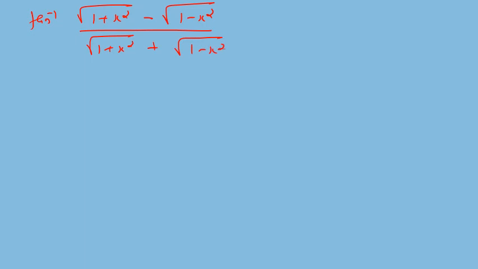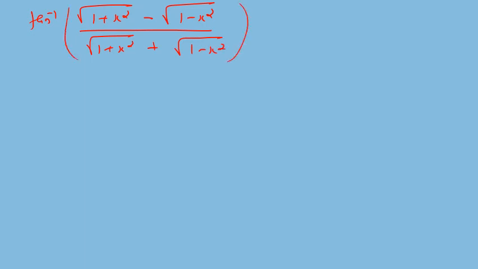Next, simplify tan inverse of root of 1 plus x squared minus root of 1 minus x squared, by root of 1 plus x squared plus root of 1 minus x squared.